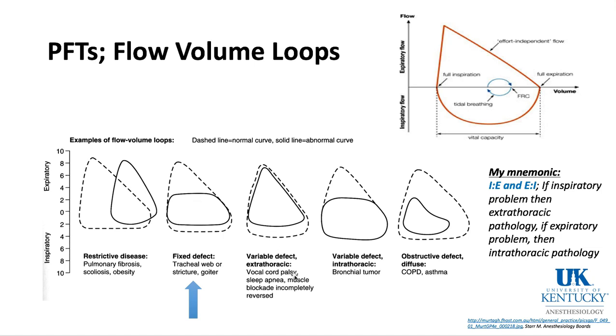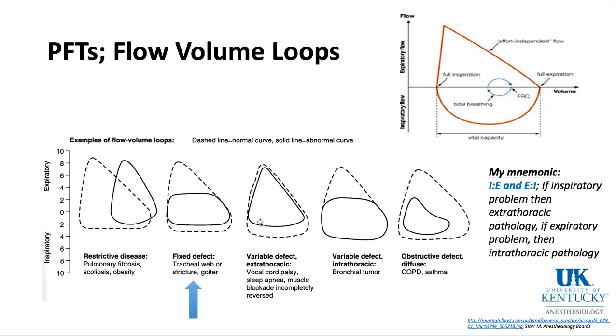If someone had a vocal cord palsy, as you exhale, the vocal cords are blown apart, but the flow volumes are normal. But as you take an inspiration, they are truncated because the vocal cords slam together and collapse on themselves, and that extrathoracic defect, the vocal cord palsy outside the thorax, results in an inspiratory flow problem.